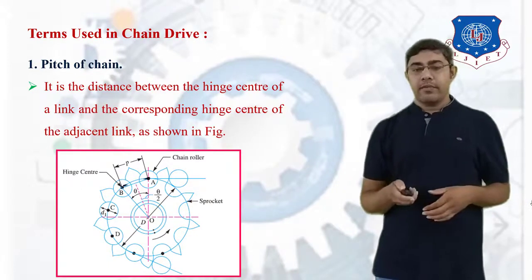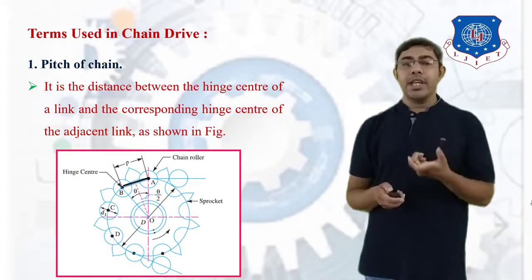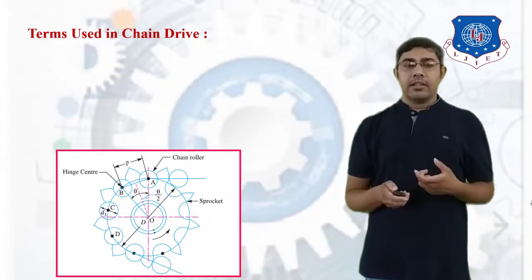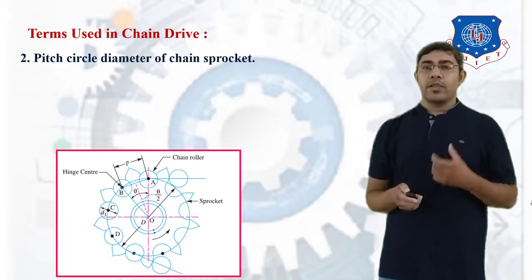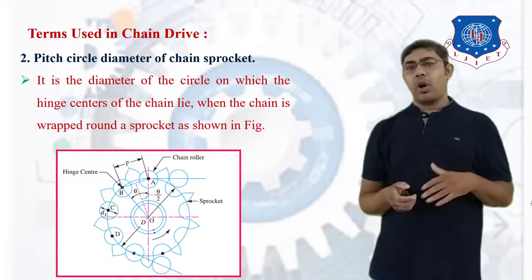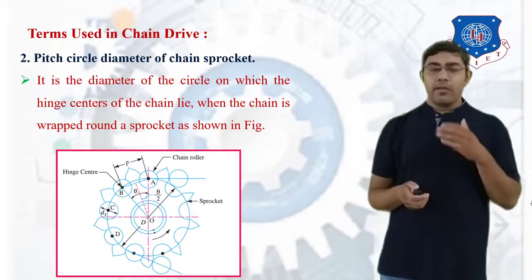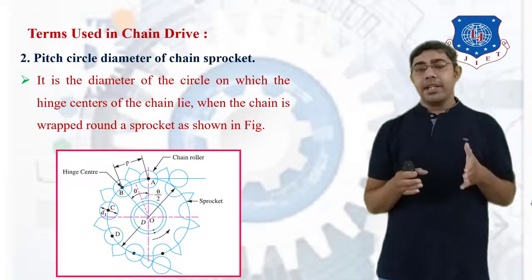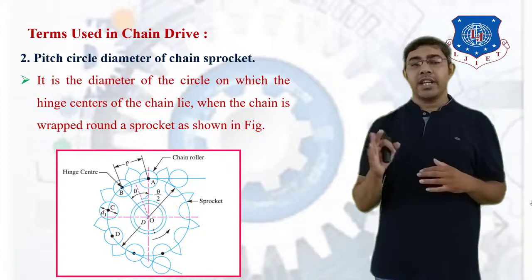So this is shown in the figure here. The distance AB is nothing but the pitch of the chain. Next is the pitch circle diameter of the chain's sprocket. It is the diameter of the circle on which the hinge centers of the chain lie.